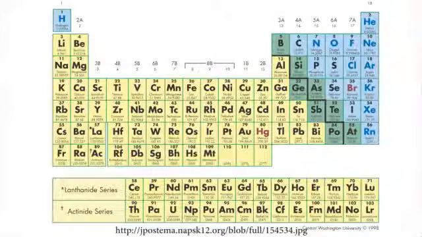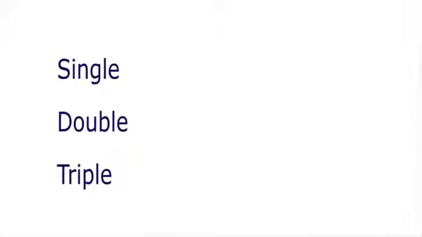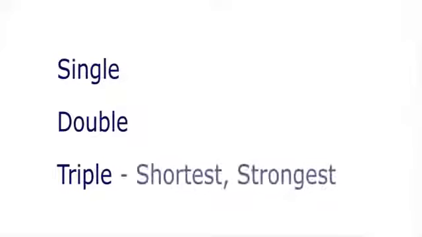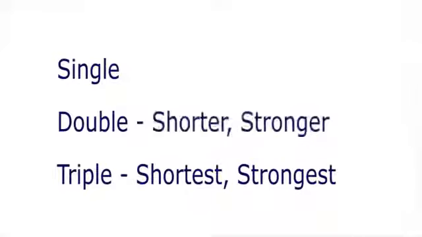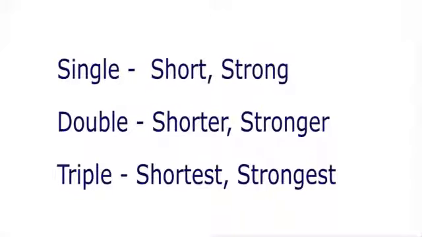Remember where nonmetals are? All those guys on the right side of the periodic table. Covalent compounds share electrons to achieve an octet. Remember, all atoms are wannabes. They all want to be just like the noble gases. That's the goal. You should also know that there are 3 types of covalent bonds. Triple bonds are shorter and stronger than double bonds, which are shorter and stronger than single bonds.